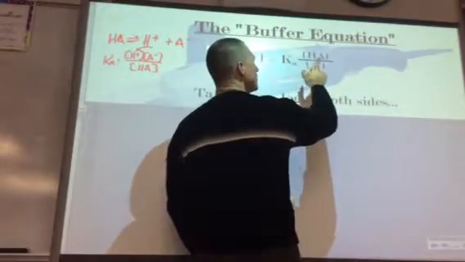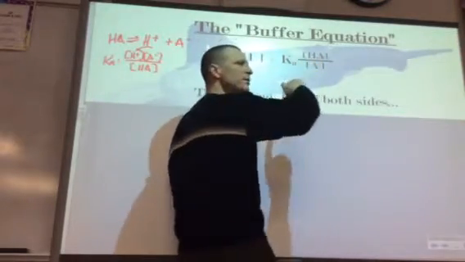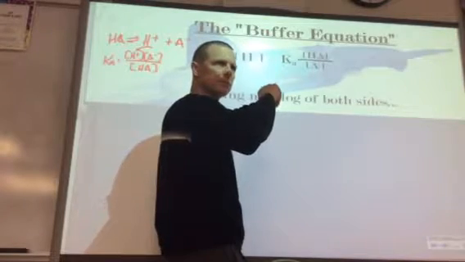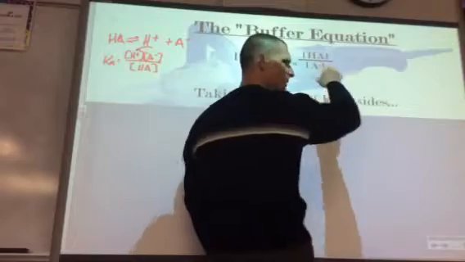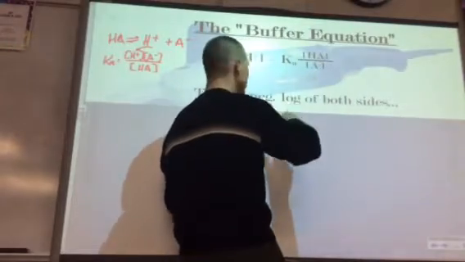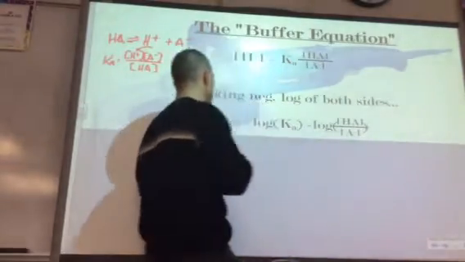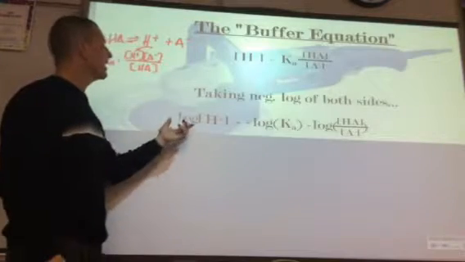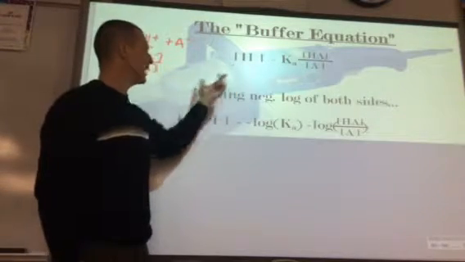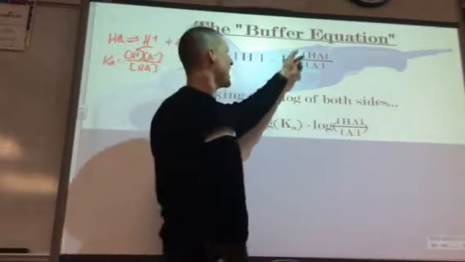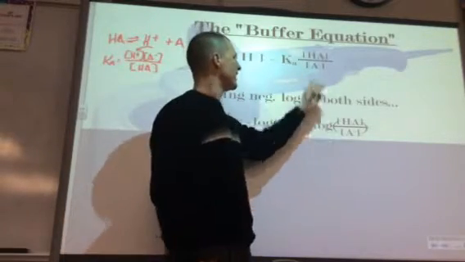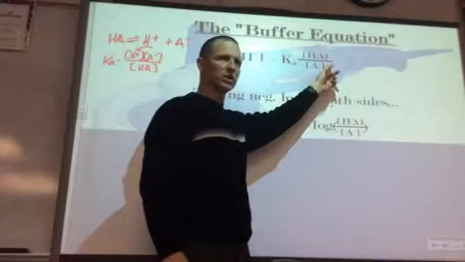And you know that when you take the log of two things being multiplied by each other, it would be the log of that plus the log of that. Yes? We've done some logs. I think some of us have. So this is what it would look like. The negative log of H plus on the left equals the negative log of the Ka plus the negative log of that ratio.